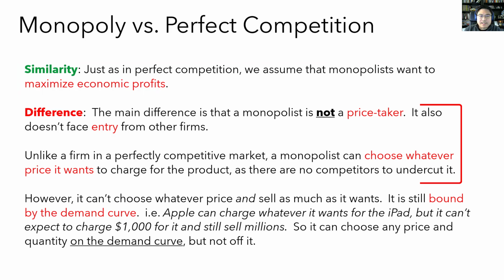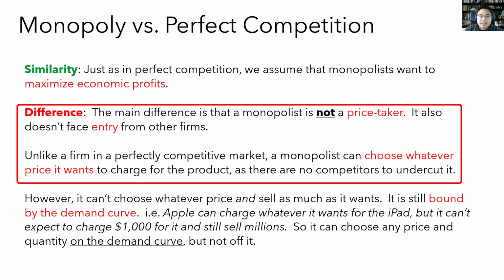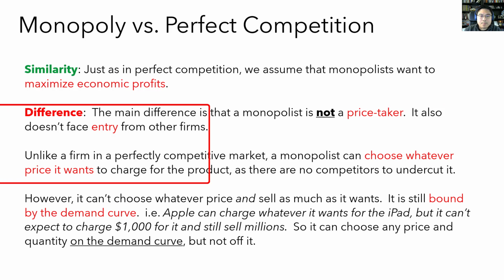The main difference now is that the monopolist is not a price taker. Since the monopolist is the only supplier in the market, it can actually choose whatever price it wants. And since there are barriers to entry, no competitor is going to come in and try to undercut the monopolist if it sets too high of a price.